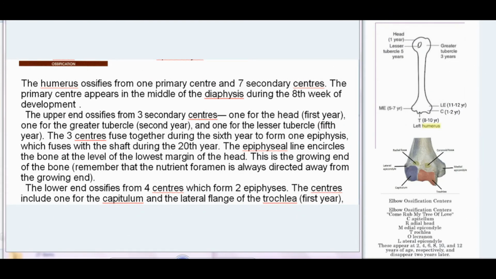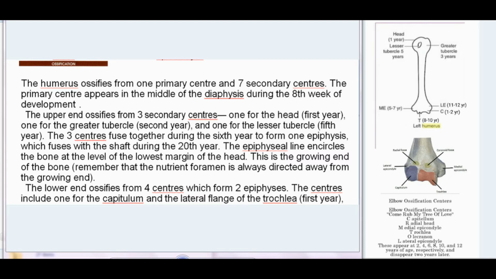The humerus ossifies from 1 primary center and 7 secondary centers. The primary center appears in the middle of the diaphysis during the 8th week of development. The upper end ossifies from 3 secondary centers: 1 for the head, 1st year, 1 for the greater tubercle, 2nd year, and 1 for the lesser tubercle, 5th year. The 3 centers fuse together during the 6th year to form 1 epiphysis, which fuses with the shaft during the 20th year. The epiphyseal line encircles the bone at the level of the lowest margin of the head.